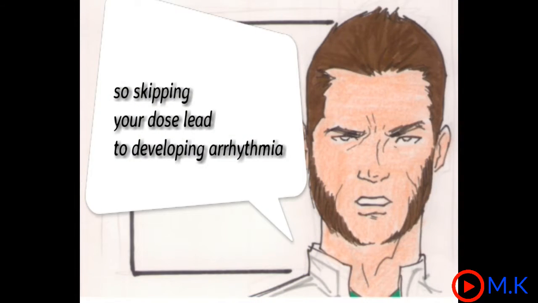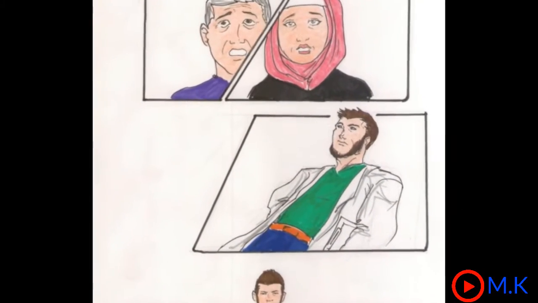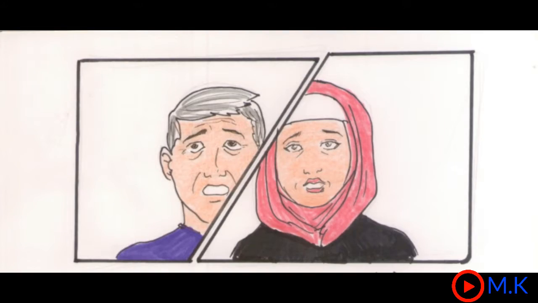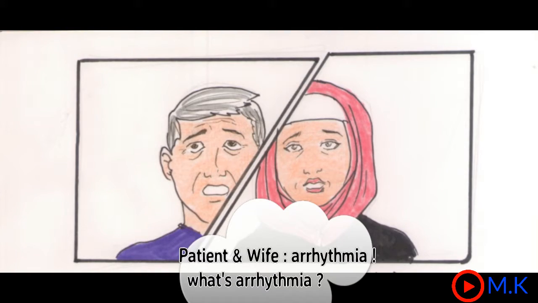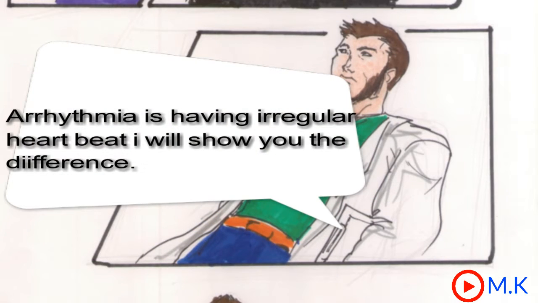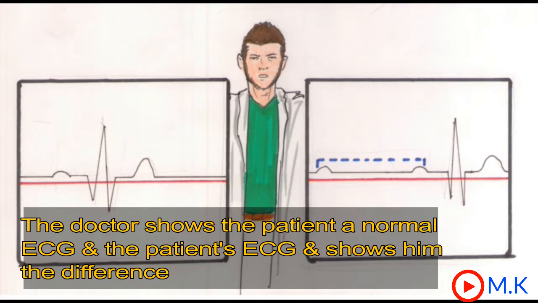So skipping your dose lead to developing arrhythmia. Arrhythmia. What is arrhythmia? Arrhythmia is having an irregular heartbeat. I will show you the difference. The doctor shows the patient a normal ECG and the patient's ECG and shows him the difference.